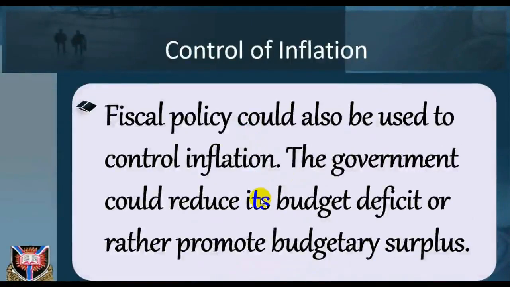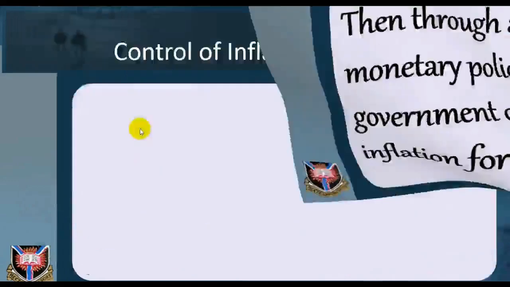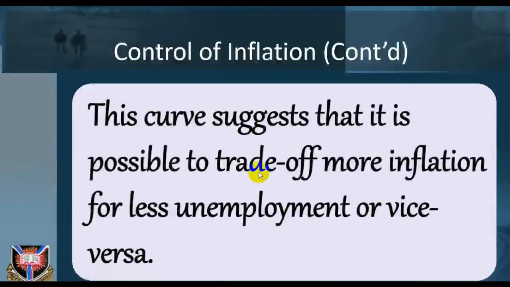Fiscal policy could also be used to control inflation. The government could reduce its budget deficit or rather promote budgetary surplus. Then, through a combination of fiscal and monetary policies, it was thought that the government could reduce the rate of inflation for some level of unemployment. Also relevant here is the famous Phillips curve. This curve was developed in 1958 by Professor A.W. Phillips. This curve suggests that it is possible to trade off more inflation for less unemployment or vice versa.